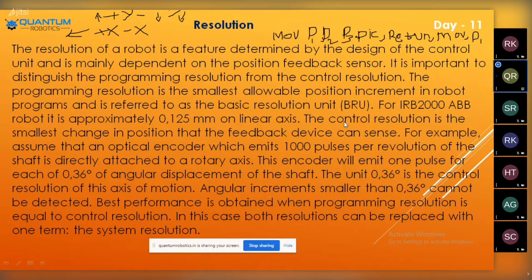Then, when we go to the next level, the control resolution is the smallest change in position that the feedback device can sense. In the control resolution, when we go within the TP pendant, the feedback system means that every particular angle has particular limitations, whether 90 degrees, 180 degrees or 360 degrees. When we control with the hand TP pendant, we will get errors if we cross these limitations. How will the errors occur?